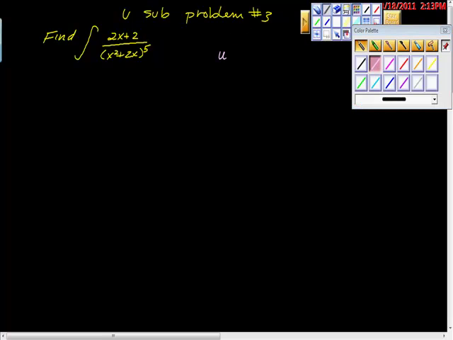So I'm like, okay, let u equal x squared plus 2x. And then du dx is equal to 2x plus 2, isn't it? That gives me hope because look, there's that, right here. So I'm thinking maybe I'm going to be able to get rid of this through my substitution.